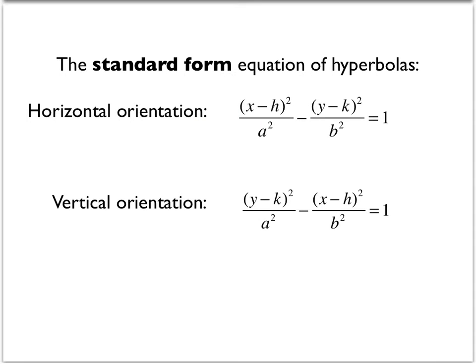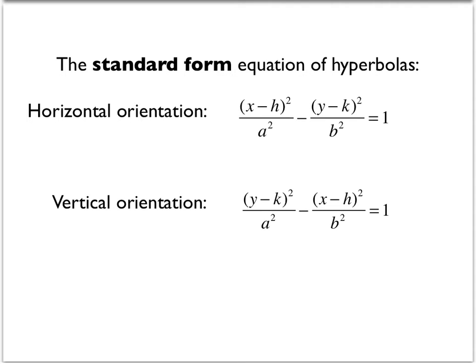Once again, we have standard form. That's the form we like to get things in. Notice the main difference between hyperbolas and ellipses is right here, that negative sign. Otherwise, this would look very similar to ellipses in the format. Notice the horizontal orientation starts with x. The vertical one starts with y. So x is a positive term here if it's going to be horizontally oriented, and if it's going to be vertically oriented, y will come first.